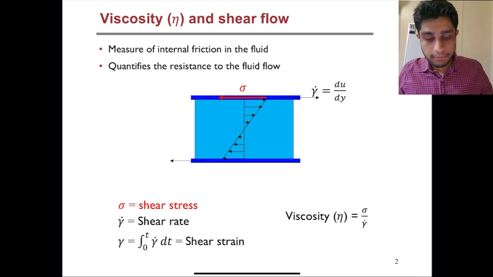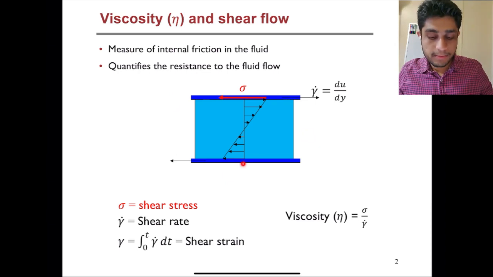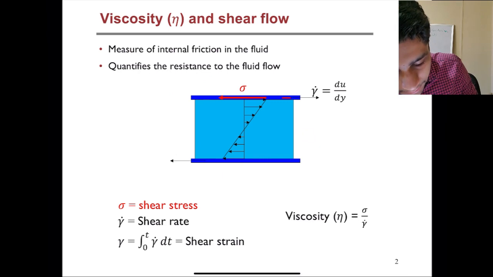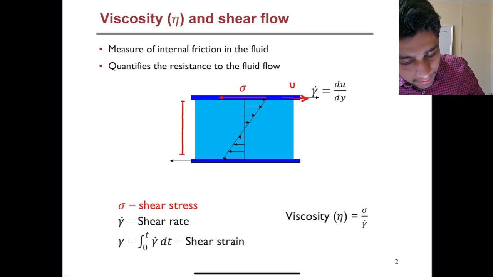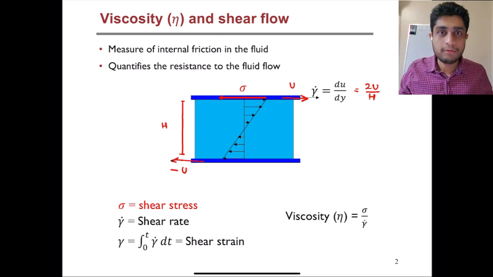And the way we measure viscosity is like in this Couette device, where we have fluid sandwiched between two plates, and we apply a shear rate. If we move this plate to the right with a velocity capital U, and let's say this height is capital H, and we move the downward plate in the opposite direction by, let's say, minus U, then du by dy will be 2U divided by H, and that is the rate of deformation of the fluid.